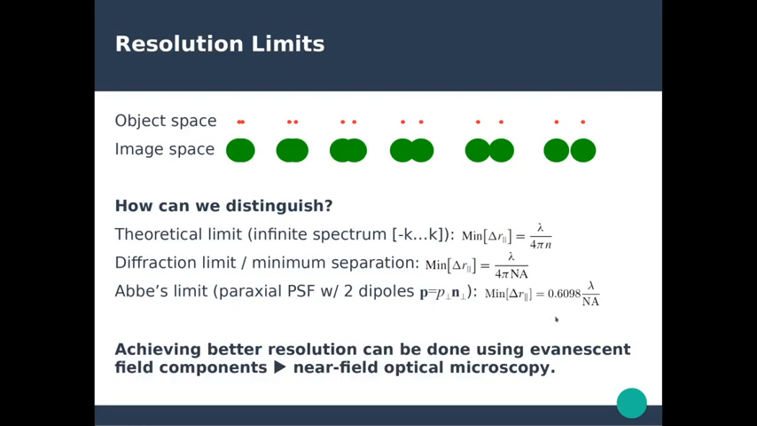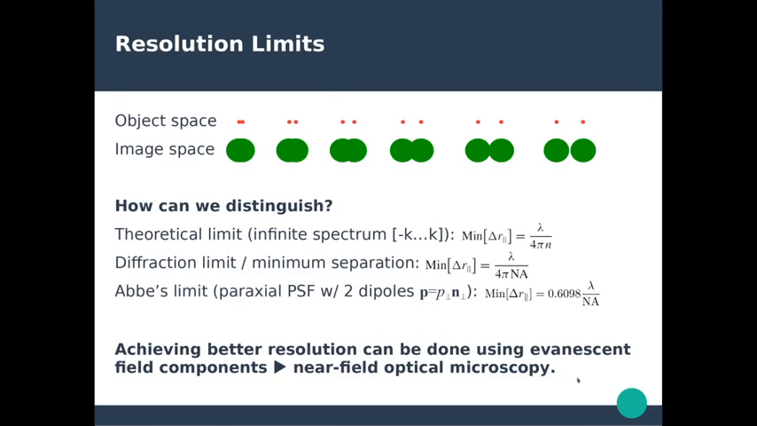So how can we actually achieve better resolution than this? Well, simply just using evanescent components. As I said, those evanescent fields are lost before the detector, so if we are able to collect them, then we should be able to increase the spatial resolution and decrease the point spread function width. So this is the whole purpose of near-field optical microscopy that we'll discuss in a moment.